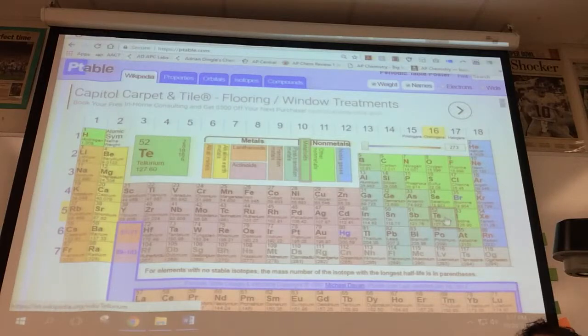To which shell would tellurium be trying to attract and hold the electron? 5. The 5th shell. And what about sulfur? To the 3rd shell.